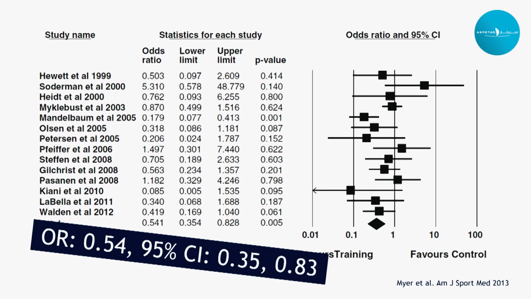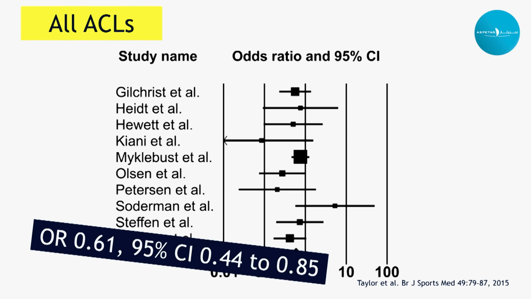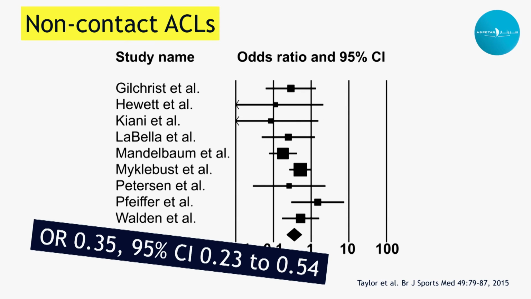And I should add that these meta-analyses or systematic reviews, they put all of the studies in, even the crap studies, even the studies where nobody did the exercises are in this. So the real effect is probably bigger than that if you actually do the exercises. So for all ACLs, 40%, but for non-contact ACLs, 65% reduction of ACL injury rate, even if you have the crap studies in the mix.